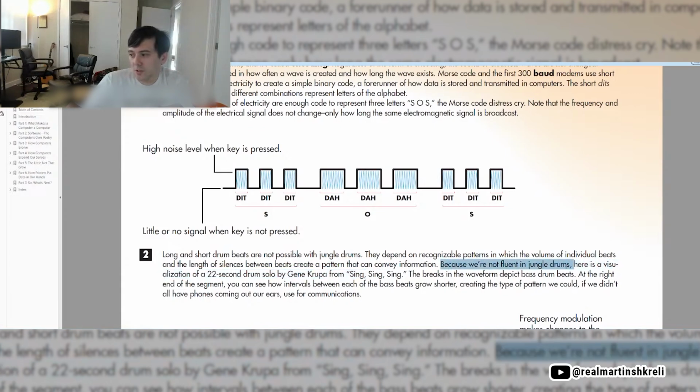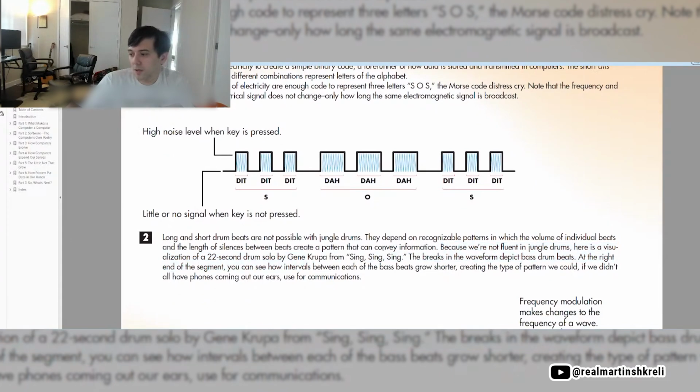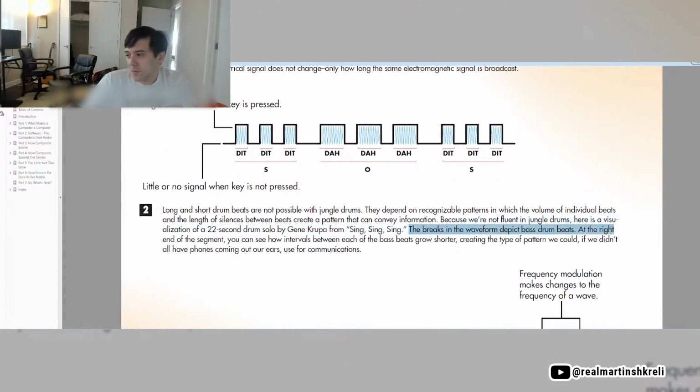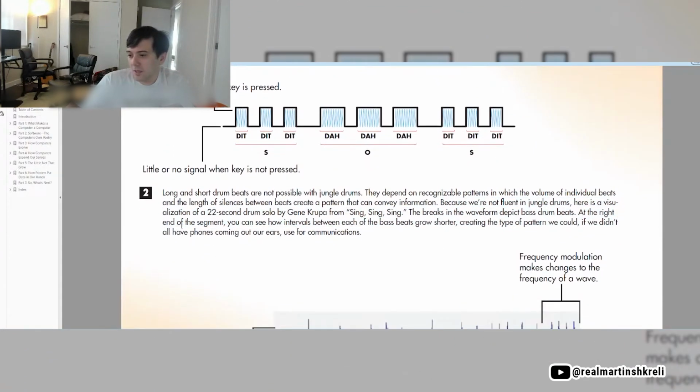Because we're not fluent in jungle drums, here's a visualization of a 22-second drum solo. The breaks in the waveform depict bass drum beats. At the right end of the segment, you can see how intervals between the bass grow shorter and shorter, creating the type of pattern we could, if we didn't have all our phones coming out of our ears, use for communications.